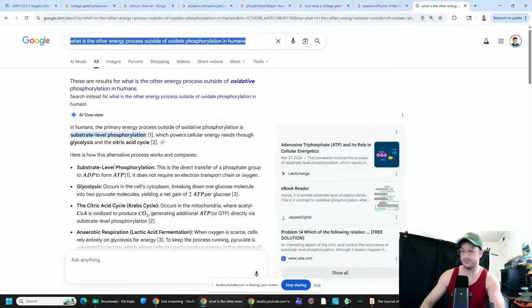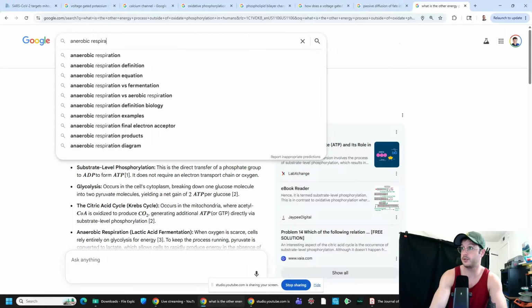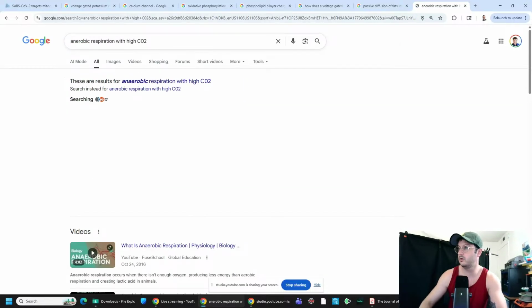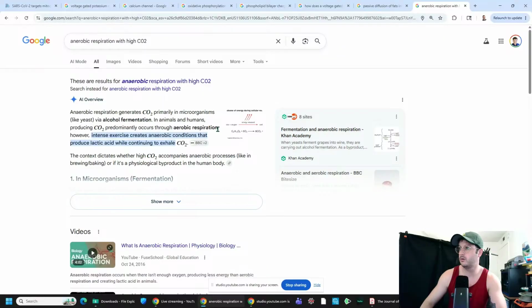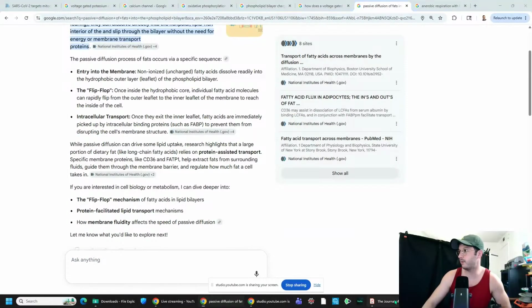I think it's anaerobic respiration. So let me double check. Anaerobic respiration with high CO2. That's not right. I'm gonna ignore that part for now. It'll probably come up in the paper.